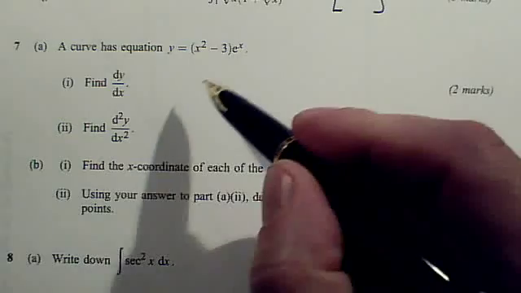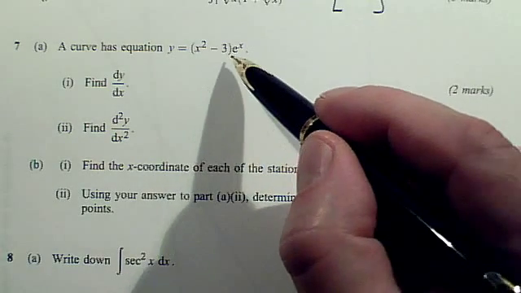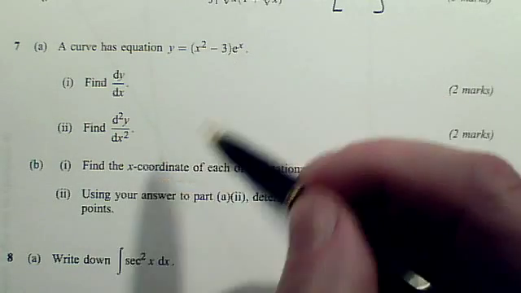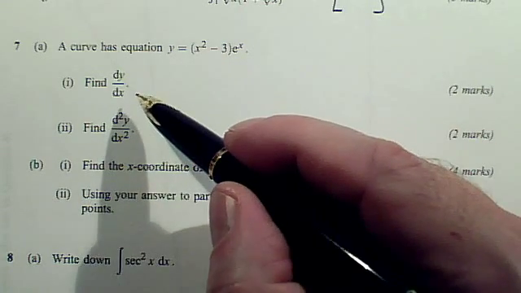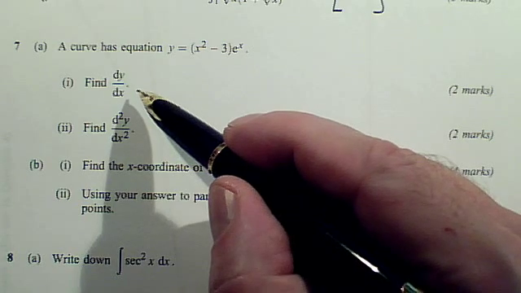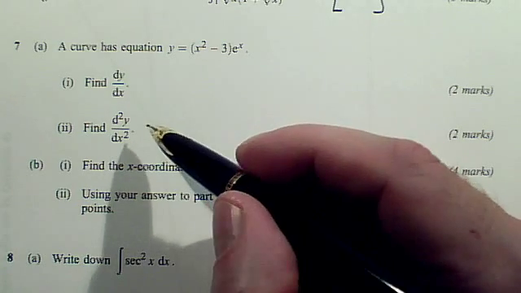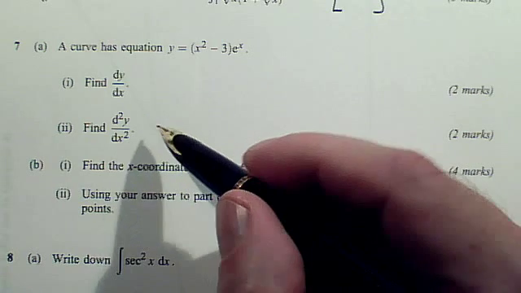Okay, in question 7 we start out with x squared minus 3 times e to the x. So you need to recognise what kind of thing this is to use the correct rule for differentiating it to get dy by dx. And then you've got to differentiate again to get d2y by dx squared.